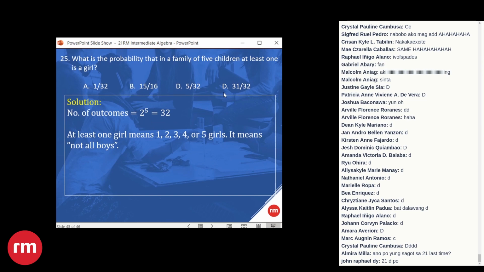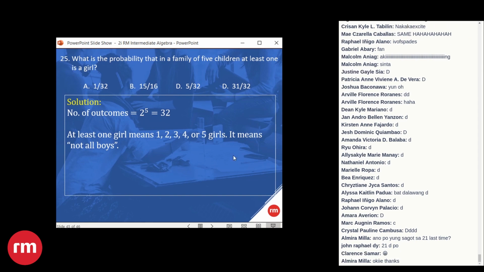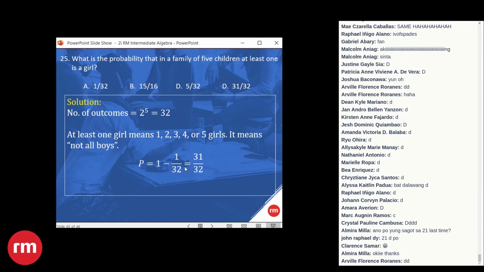Pwedeng mangyari ito, and we've seen this in the past, although they have been a lot more careful in the recent years. Okay? So, it means not all boys, yun lang naman ibig sabihin nito. So, you have 32 possible combinations, and in that combination, there's actually only one combination that is all boys. So, the probability is 1 minus 1 out of 32, which is equal to 31 over 32, and the correct answer is letter D.